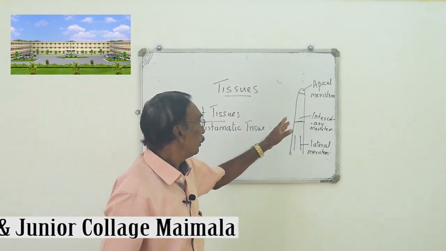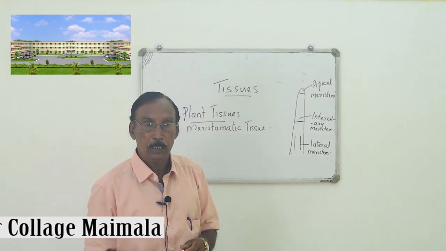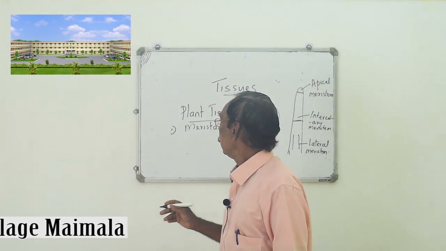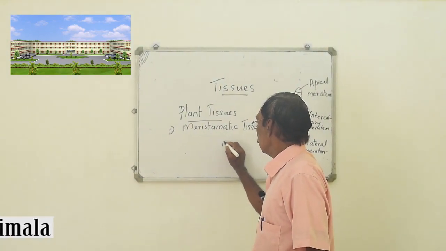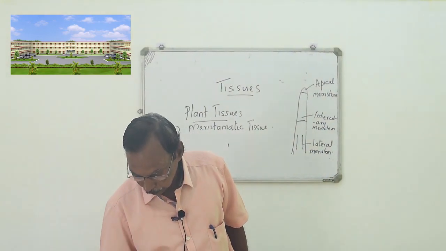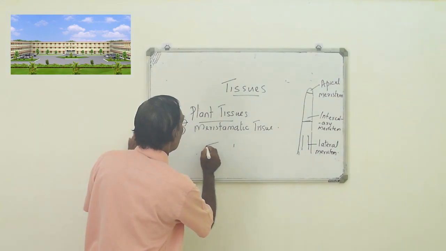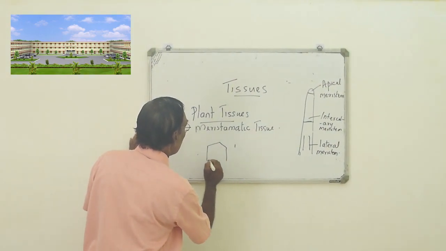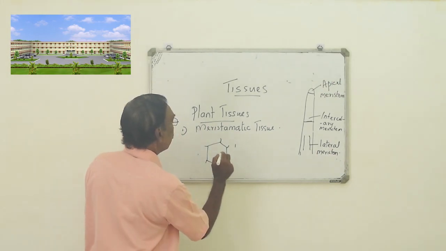And if we examine this meristematic tissue, these cells are different from the other cells because they are thin walled. The walls will be thin. What are the characteristics of meristematic tissues? They have a thin wall. You can see the walls will be very thin. Plant cell, thin walls. You already studied the structure of the cell.